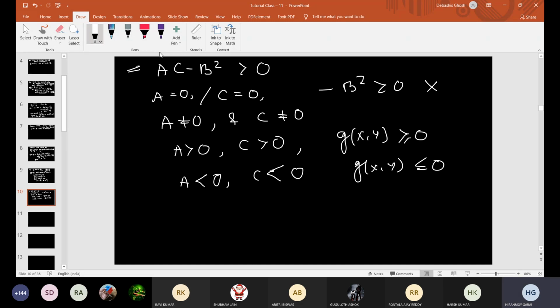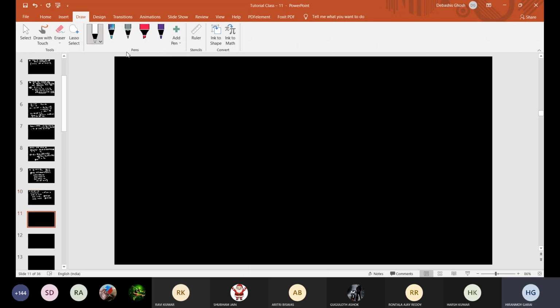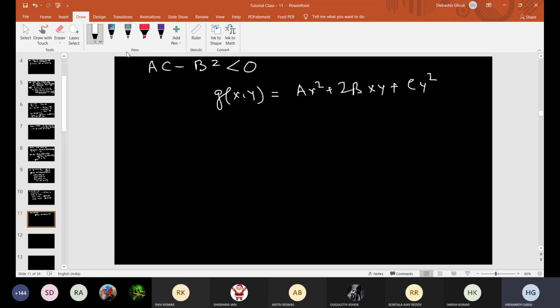Now if you consider the other case, that ac minus b square is negative, again we can have a not equal to 0, because if we rewrite the expression g of x, y, ax square plus 2bxy plus cy square, we can write it in the form of some whole square. We have to rearrange it, and then the term ac minus b square will come up in the numerator, divided by a, with some y square.